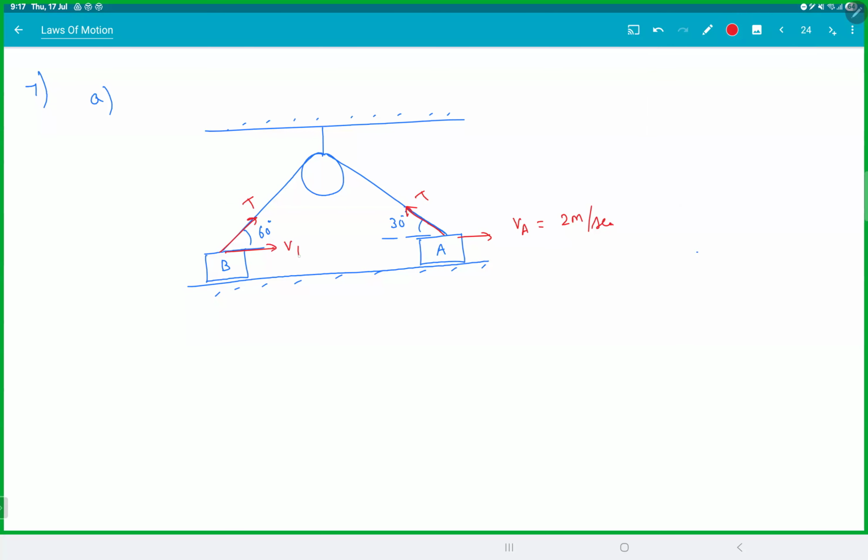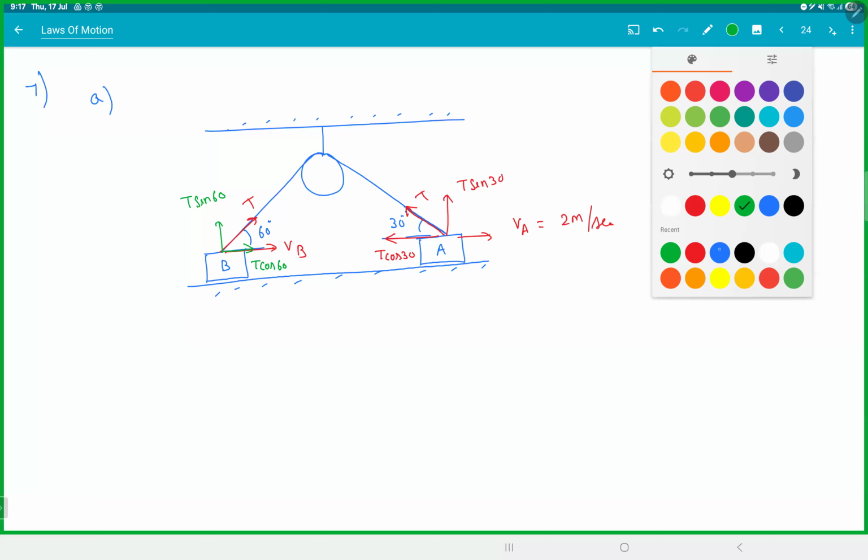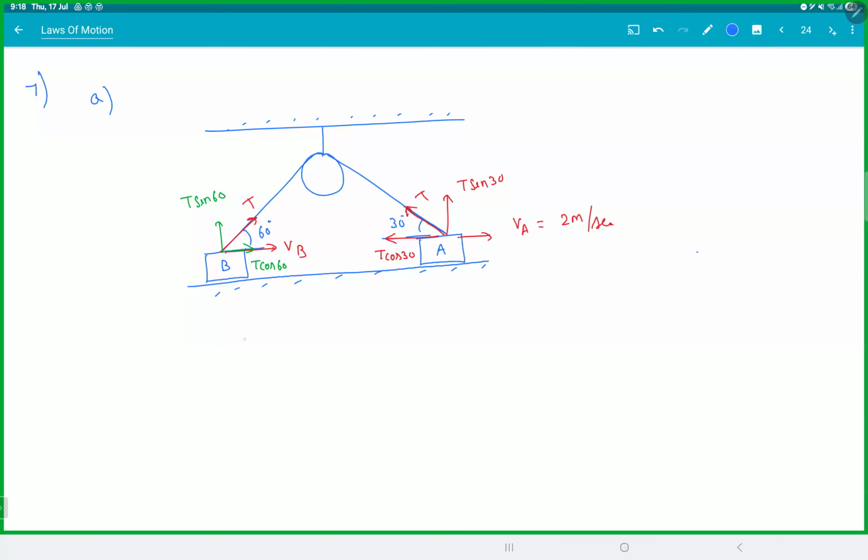Let this be VB. If you don't want to take all this cos theta and all that stuff, just resolve into components. T cos 30, T sin 30. This will be useful. Here also the components will be T cos 60, T sin 60. The perpendicular components are useless because their dot product is 0. So the total power must be 0. Power on A will be minus T cos 30 because it is pointing backward, and the velocity VA is 2. Power on B is T cos 60 into VB.